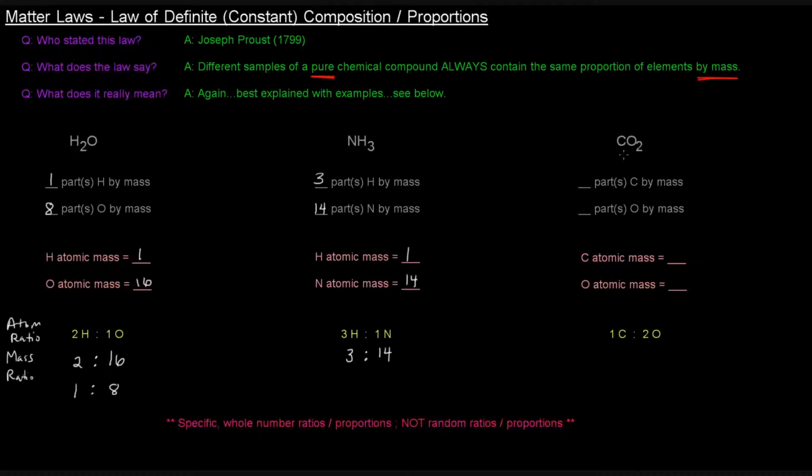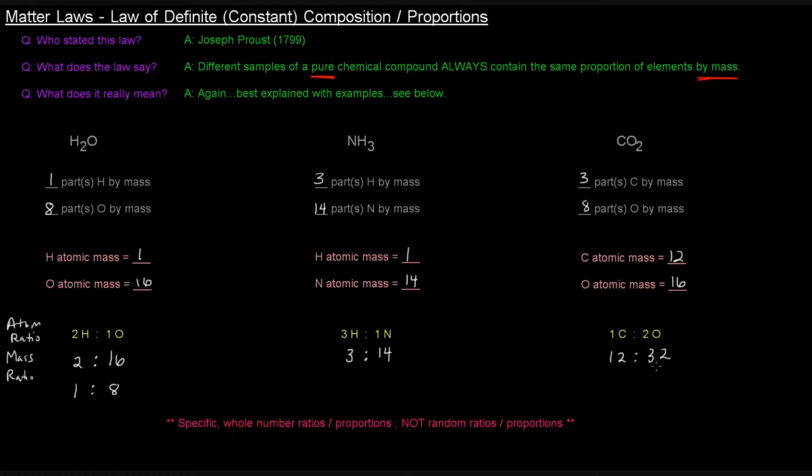Okay. For carbon dioxide, we'll have 3 parts carbon by mass per 8 parts oxygen by mass, right, for carbon dioxide. So carbon's atomic mass is 12 and oxygen's atomic mass is 16. So if we have 1 carbon and 2 oxygens, right? So 1 carbon, 1 times 12 is going to be 12. And then 2 oxygen, so 2 times 16 is 32.